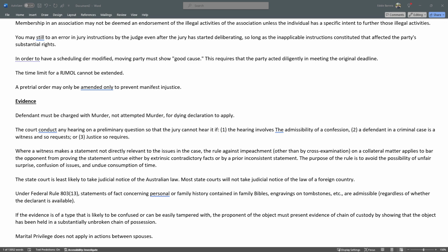If the evidence is of a type that is likely to be confused or can be easily tampered with, the proponent of the object must present evidence of chain of custody by showing that the object has been held in a substantially unbroken chain of possession. Marital privilege does not apply in actions between spouses.